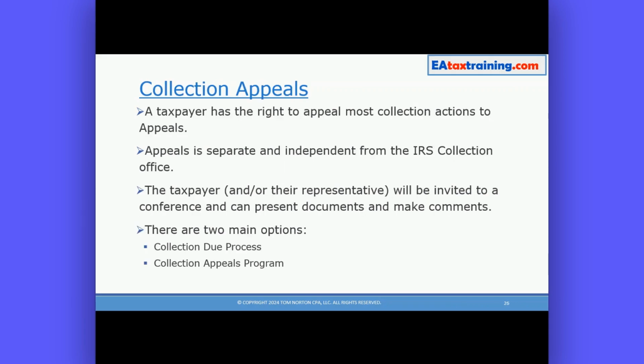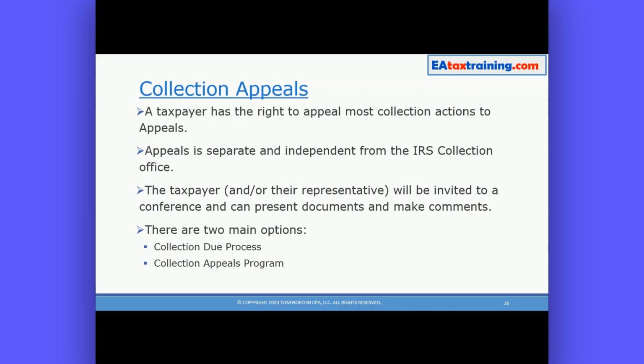Collection appeals. The taxpayer does have the right to appeal most collection actions. And appeals is a separate and independent part of the IRS. So they are separate from the IRS collection office. And the taxpayer and or the representative, that's you, will be invited for a conference so that it can present documents, make comments, make your case, negotiate, whatever you want to do.